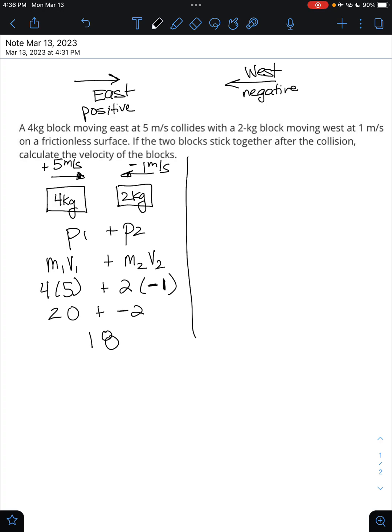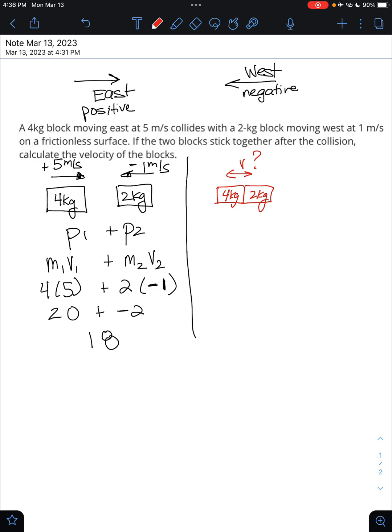Then, after they collide, I need to solve for the missing information. So I'm going to draw myself a nice after picture. In the after picture, the two blocks are going to hit and stick and move together with the same speed. So the first block is still 4 kilograms, and the second block is still 2 kilograms. But now they're traveling together at some unknown speed in some unknown direction.